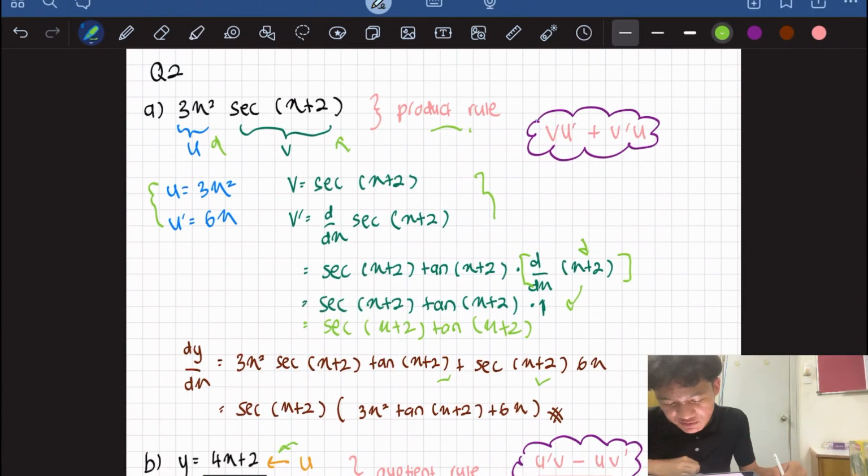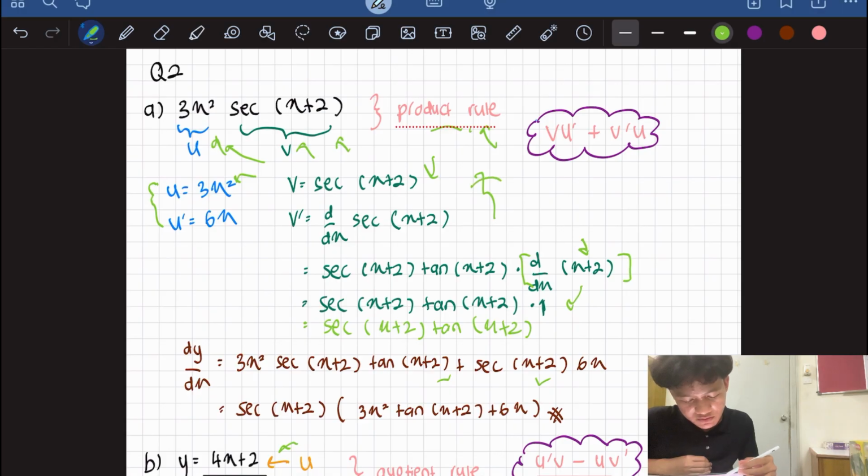Then let's go to the next part, which is question 2. For part A, the given question is 3x squared sec(x plus 2). So first, we need to identify which rule we can use. Here, we can use the product rule, which is vu' plus v'u. And then we need to identify which is the u and v. For this question, the u is 3x squared. Then we differentiate the u, u' is 6x. The v is sec(x plus 2).